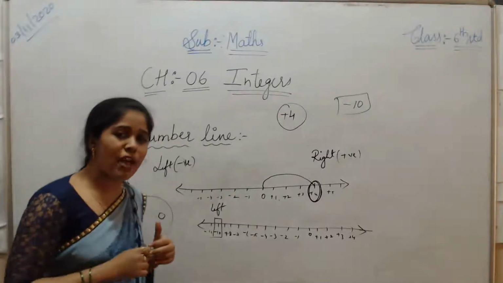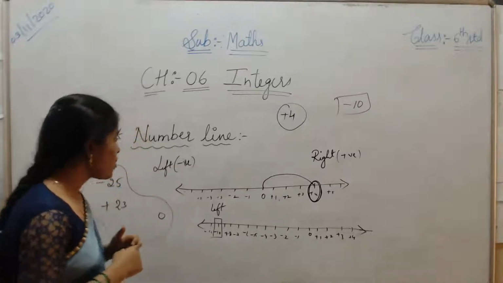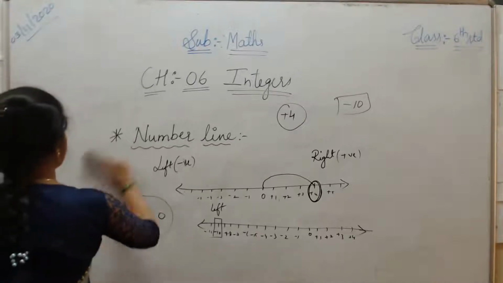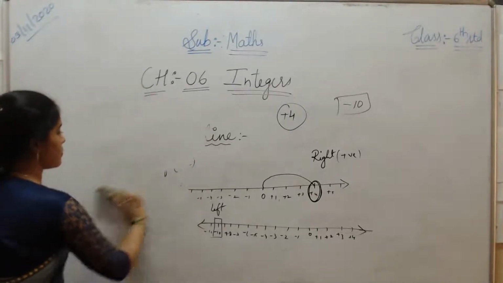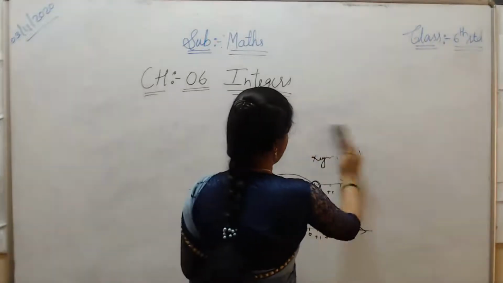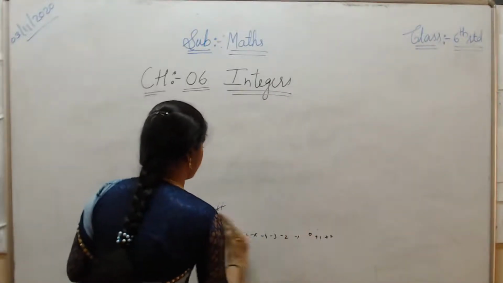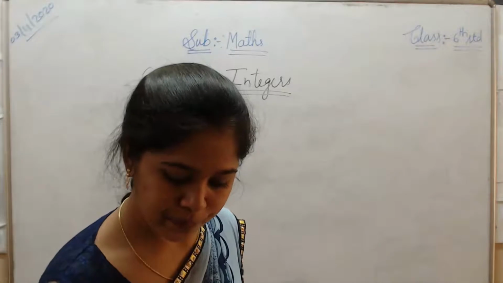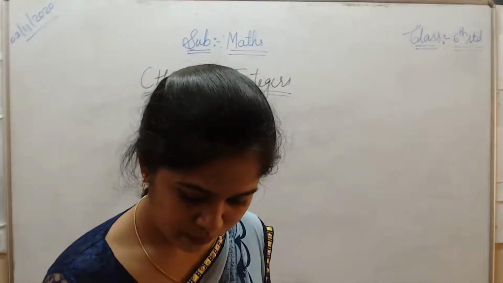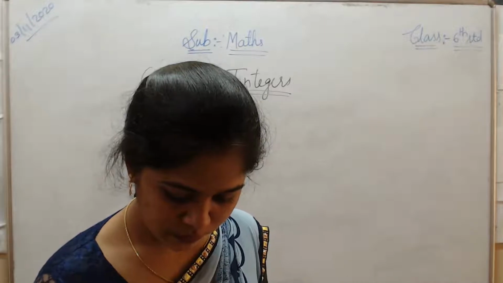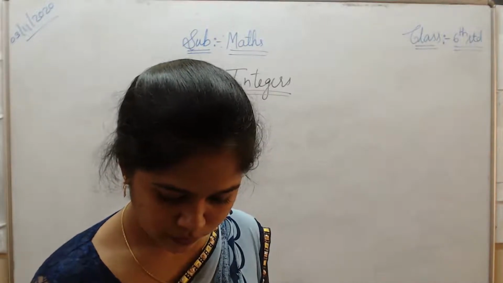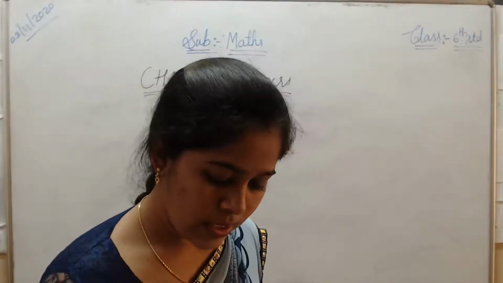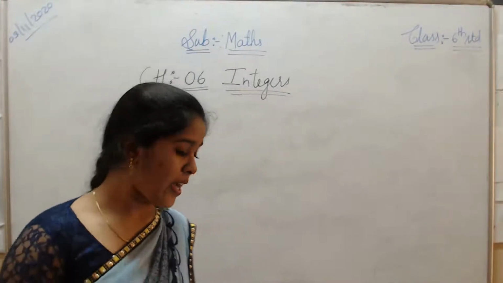And on this number line you have to add, subtract, multiply, we'll see. Addition on a number line, we'll see later.